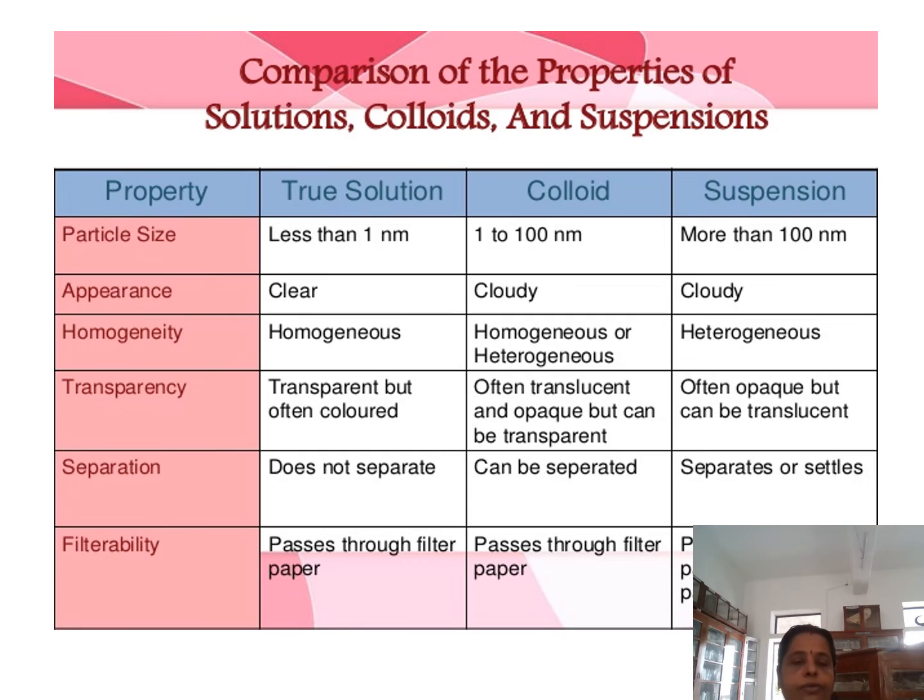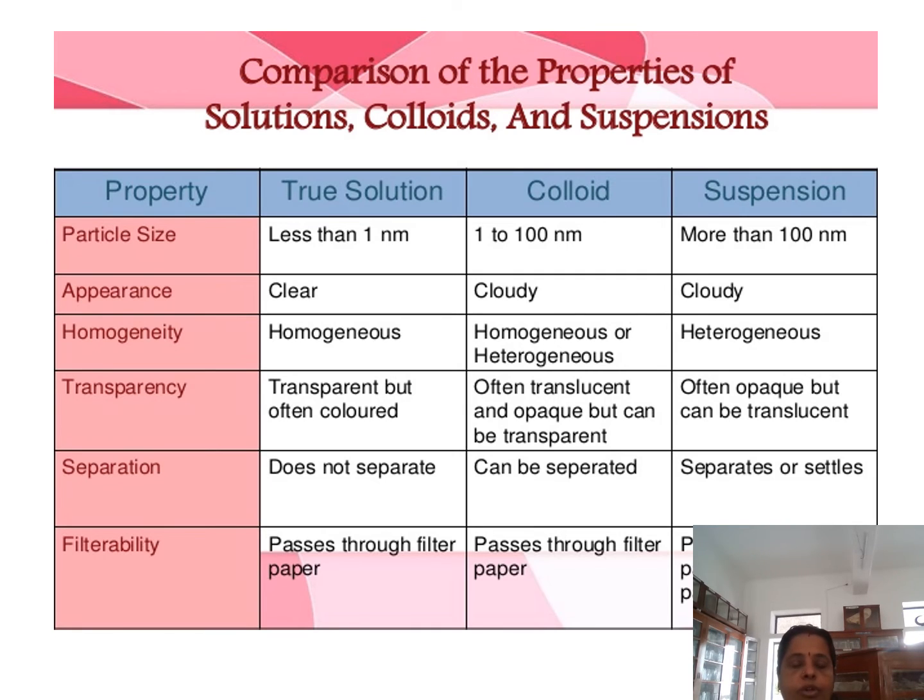So when you try to separate the dissolved particles, that form the solute, from the solvent: as far as true solution is concerned, the particles do not separate once they get thoroughly dissolved in a given solvent. Whereas in colloid, the particles can be separated from the dissolved solution. Whereas in suspension, the particles separate or settle down at the bottom.